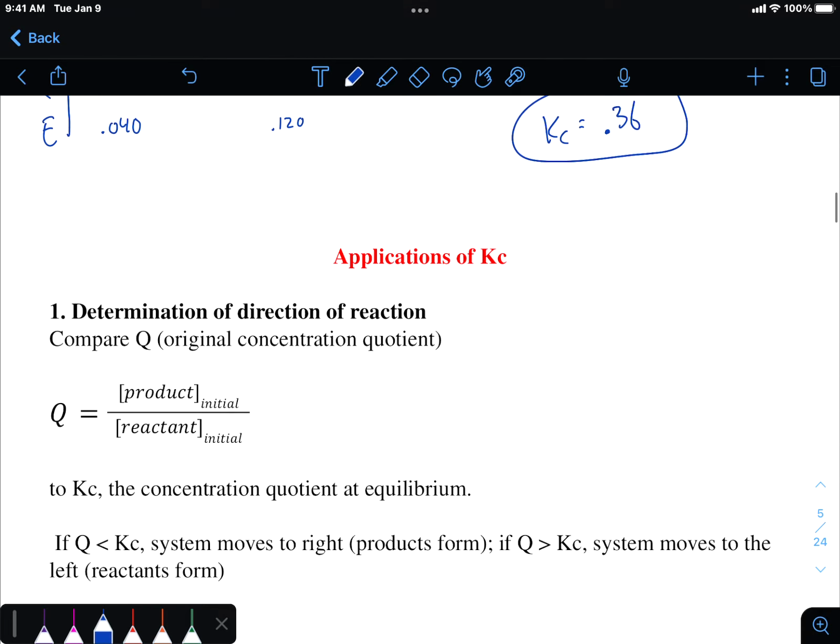So what's the point of Kc? What is the point of equilibrium? Why are we here? Why is it so cold? Why are we wearing masks?